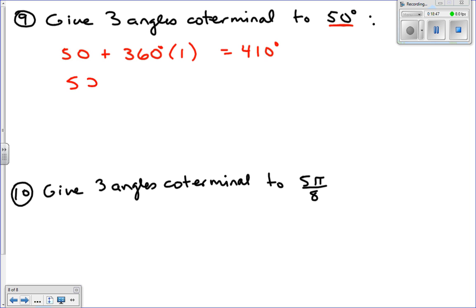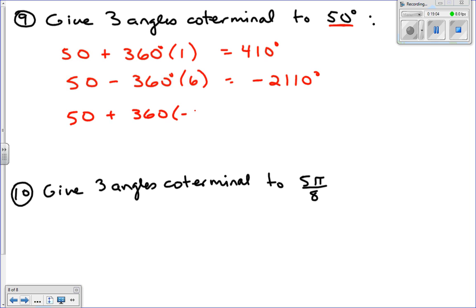We can also subtract, remember, so we could say 50 minus 360 degrees times 6, and you can whip out your calculators if you like, or you can trust me, and that'll give me negative 2,110 degrees. Or we could go 50 plus 360 degrees times negative 1. Remember, k can be an integer, and that'll give us negative 310 degrees. So all of these angles are coterminal to each other, which means that they all will land in the same spot, in the same quadrant. Okay, so now let's practice with our radian measures.